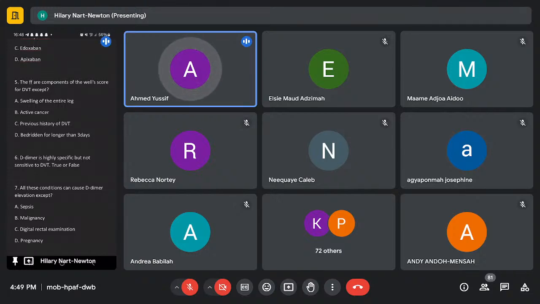Remember I told you we have the Wells score and we have the modified Wells score. So previous history of DVT is not part of the Wells score, but it's part of the modified Wells score. So that's the additional parameter in the modified Wells score for DVT. Previous history of DVT.